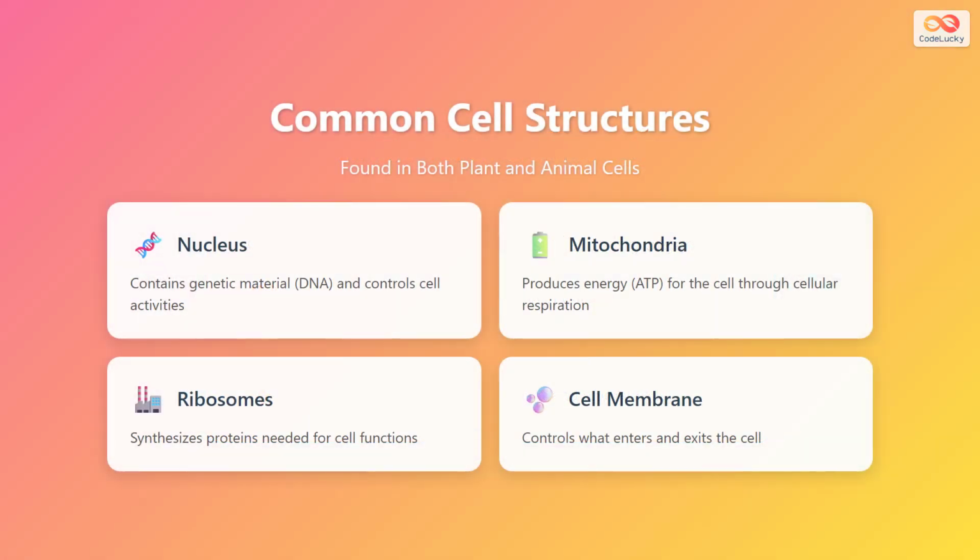Before we look at the differences, let's first understand what plant and animal cells have in common. Both types contain a nucleus, which houses the genetic material, or DNA, and controls all cell activities. They also have mitochondria, often called the powerhouse of the cell, which produces energy in the form of ATP through cellular respiration. Ribosomes are present in both, synthesizing proteins needed for various cell functions. Finally, both have a cell membrane that acts as a gatekeeper, controlling what enters and exits the cell.